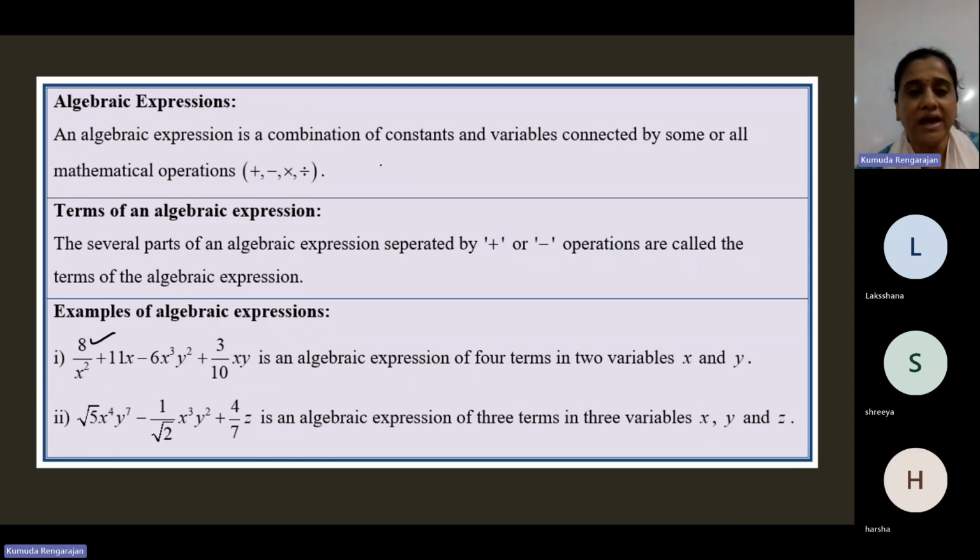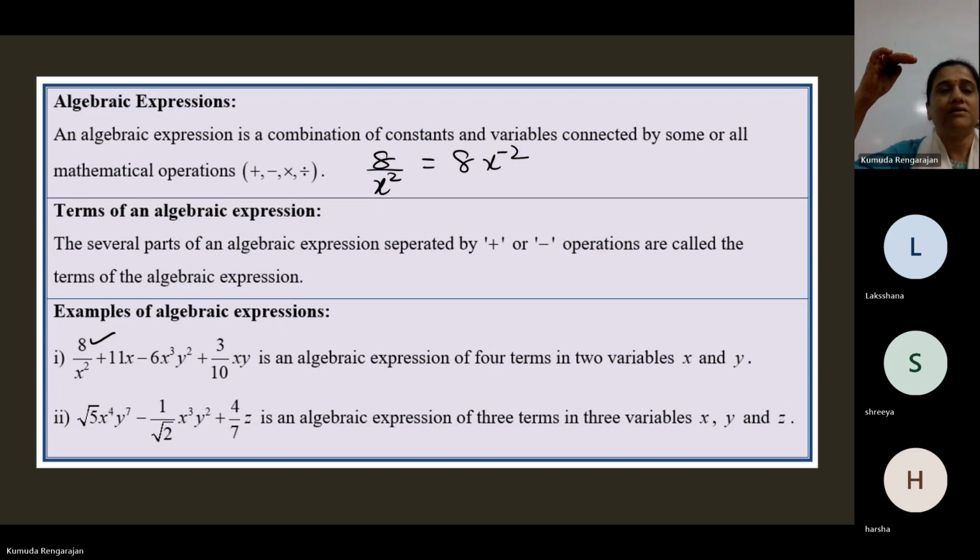This is the first term, right? 8 by x squared. So when the variable is in the denominator, you should take it up to the numerator. So 8 by x squared is nothing but 8x to the power -2. Yes or no? When you take the term to the numerator, the power will take the opposite sign. So +2 becomes -2. So 8 divided by x squared is equal to 8 into x to the power -2.